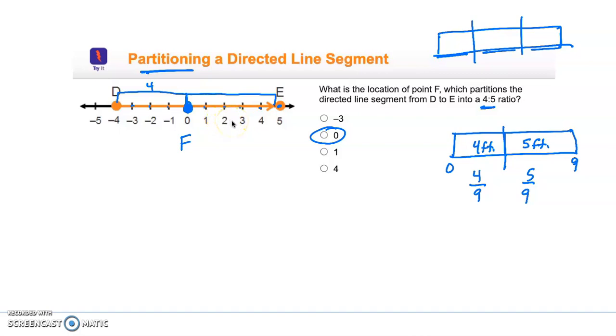What if the ratio was 2 to 7? Again, because it's already broken into 9, 2 plus 7 equals 9. Pause the video and see if you can figure out where point G would be at a ratio of 2 to 7. As you can see, G would be at -2, because we first go 2 and then we go 7. So the ratio is 2 to 7.